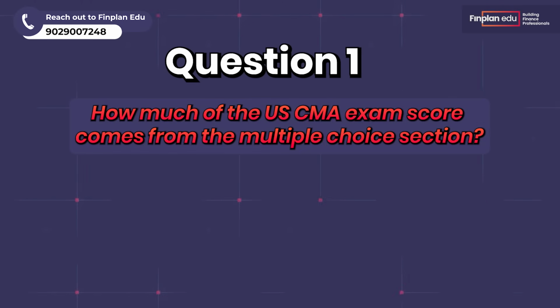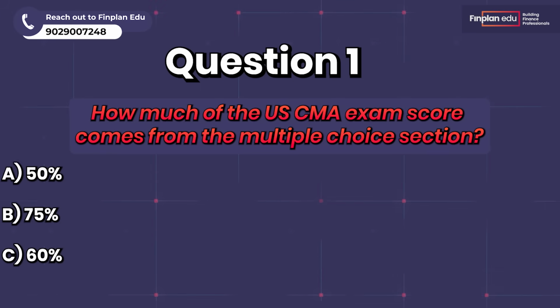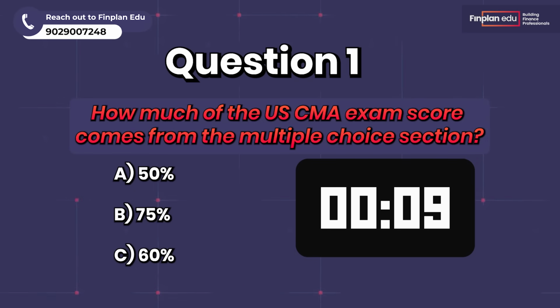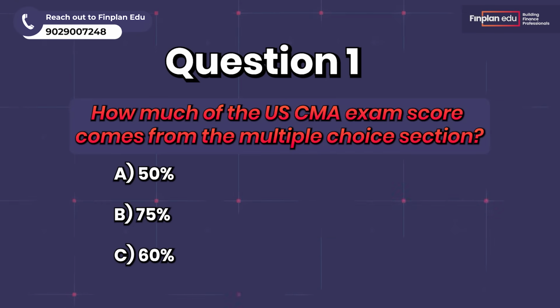How much of the US CMA exam score comes from the multiple choice section? You have got 10 seconds, so think fast. Alright, time's up. The answer is B, 75%. The multiple choice questions make up 75% of your total score. So it's super important to do well in this section.